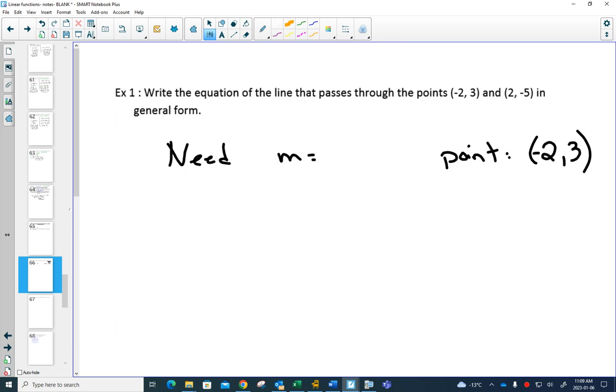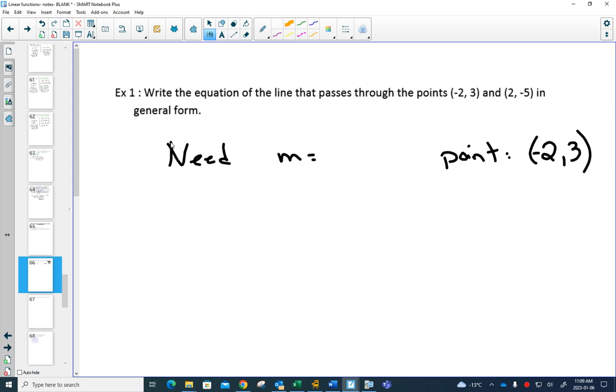Okay? Something I sometimes do when I choose is I choose the one with fewer negatives. But they both had negatives. Then when I looked, I thought, well, 3 is a little bit smaller than 5, so maybe the mental math will be easier. That's why I chose -2, 3. But it really doesn't matter.